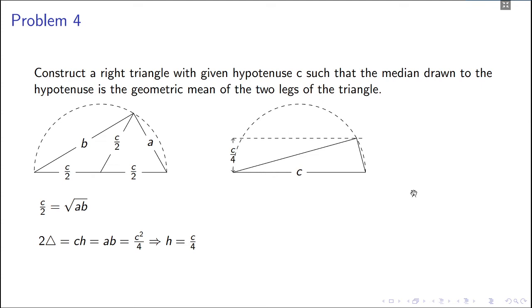What you can also do is find the angles of the two sides. One will be 30, one will be 60. That's also easy. If this is theta, you can take c cos theta as b, c sin theta as a, and then c by 2 is equal to the square root of c cos theta into c sin theta, and from there you will get theta, and you can finish your construction. So that's also easy.